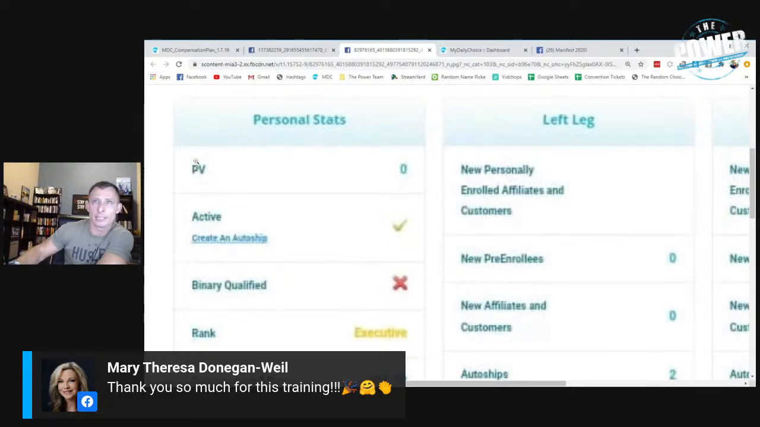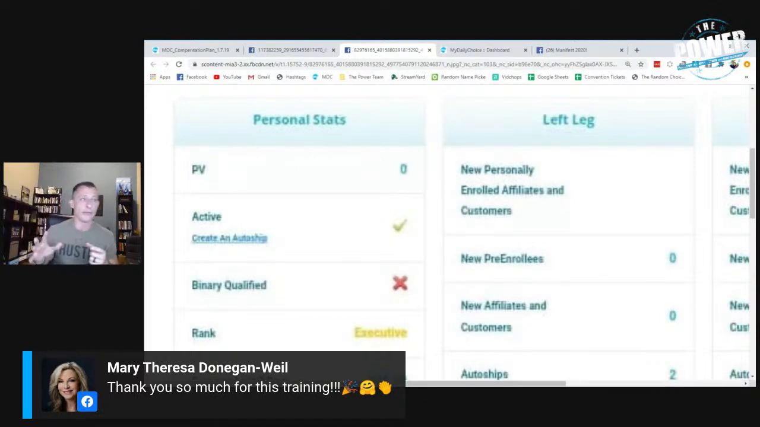See, PV on your dashboard says PV at 0. No! And getting binary qualified is a monthly thing. It's every month. You have to meet these requirements every month.